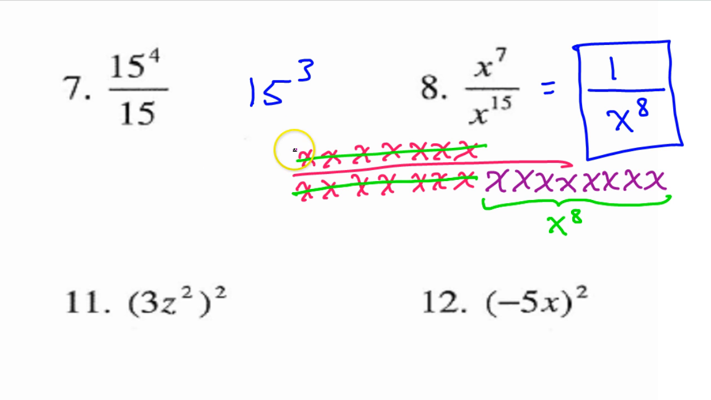And it makes sense why it's 1, because when you are canceling something out, like if you have 5 divided by 5, alright, anything divided by itself is 1. So when you're canceling out these x's, you're dividing x's by x's, alright? X divided by itself is 1. So it makes sense that this is going to be a 1.